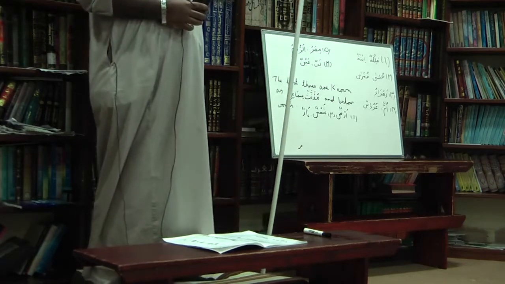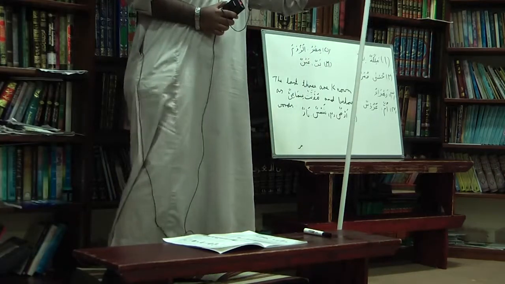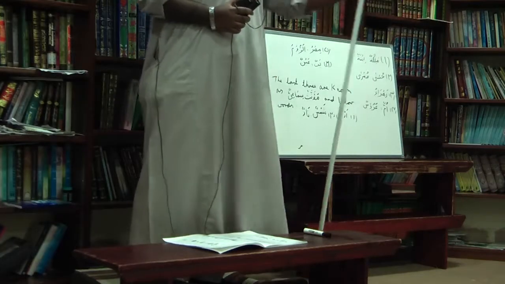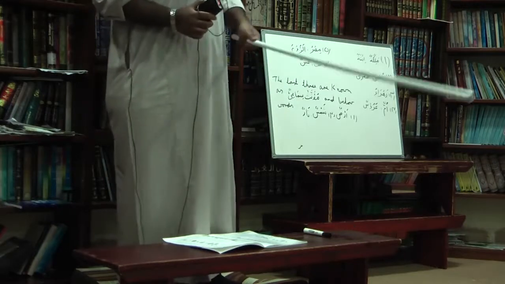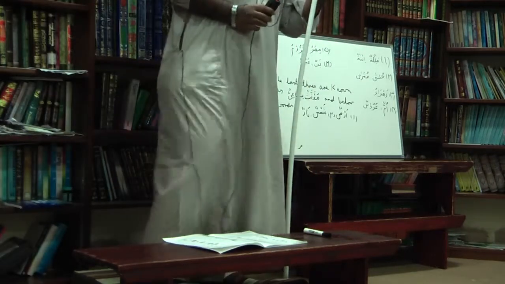Qala hiya asaya atawakka'u alayha. Musa said, this is my stick, I lean on it, and I gather my goats together with it. I'm not referring to goats, don't worry. But wa ahushshu biha ala ghanami.